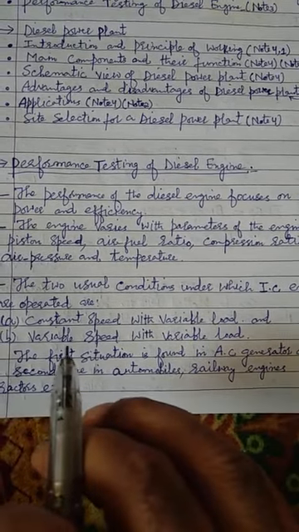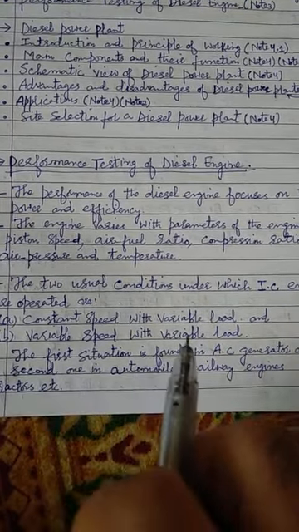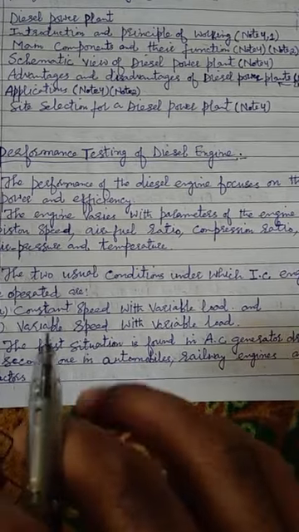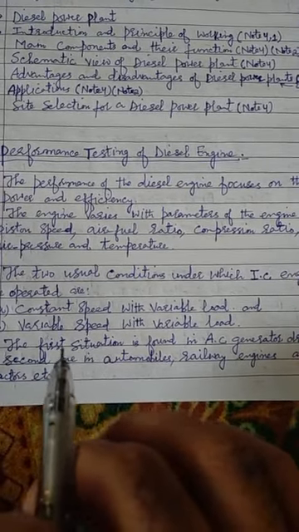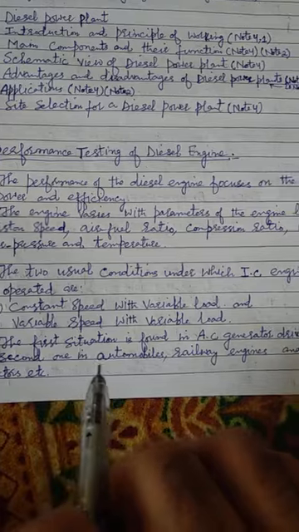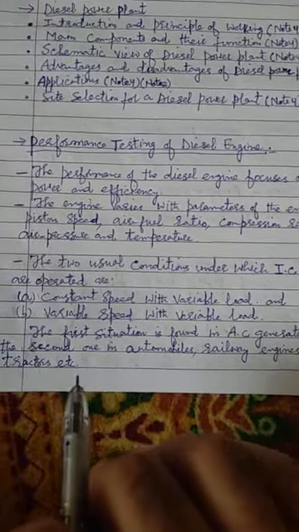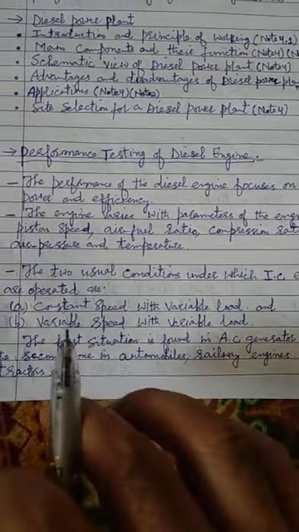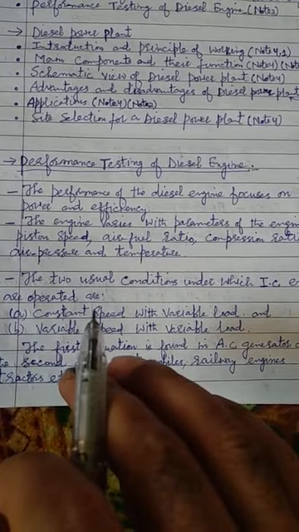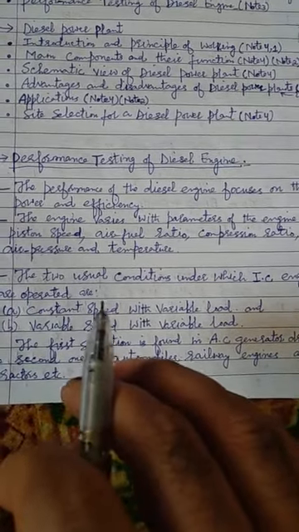And the second part, that is variable speed with variable load, is applied on the engines in automobiles, railway engines, and tractors, etc. So these are the two conditions under which IC engines are mostly operated.